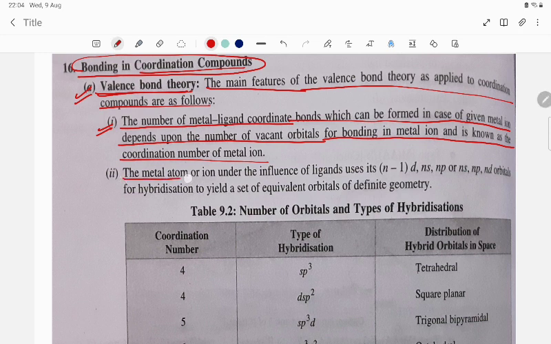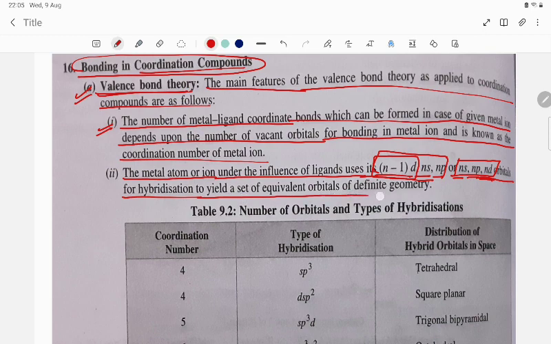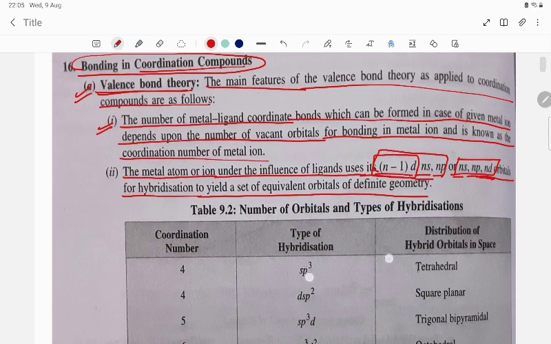Second, the metal atom or ion under the influence of ligands usually uses (n-1)d, ns, np or ns, np, and nd orbitals. So either the (n-1)d or the nd orbitals are used along with ns and np. The first set is (n-1)d ns np, or it can be ns np nd orbitals, for hybridization to yield a set of equivalent orbitals of definite geometry.